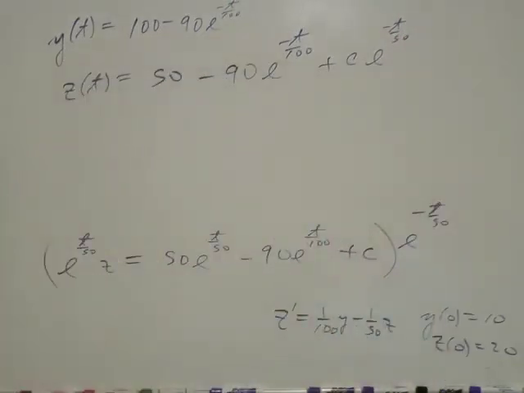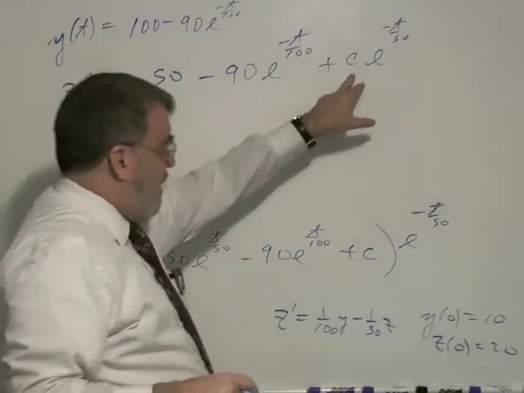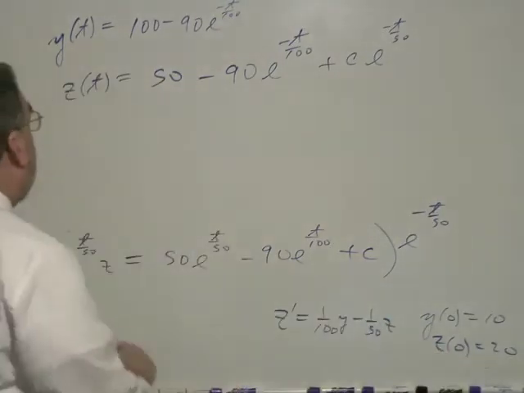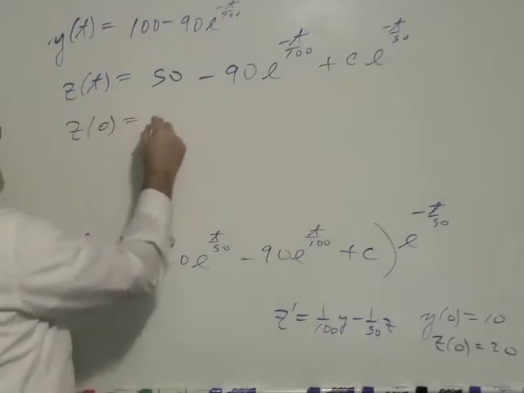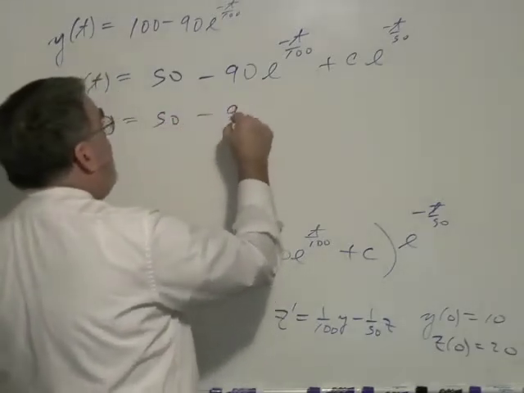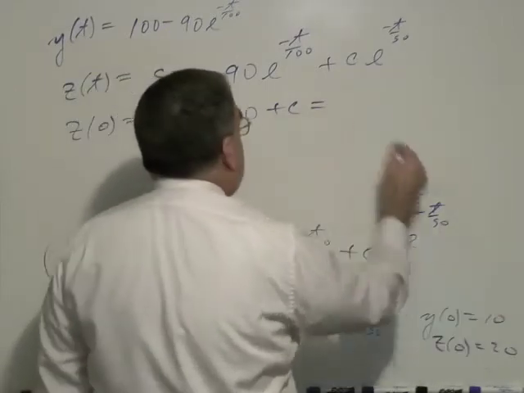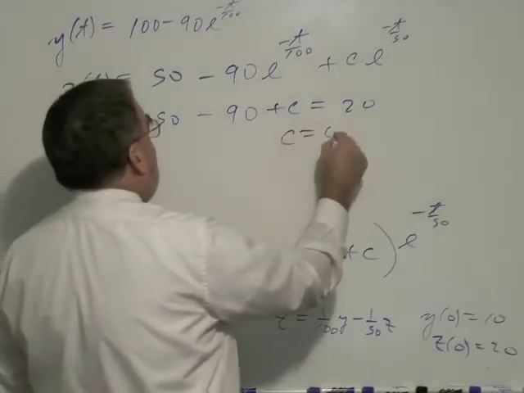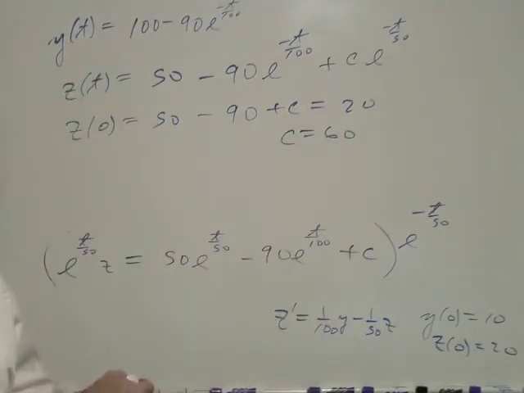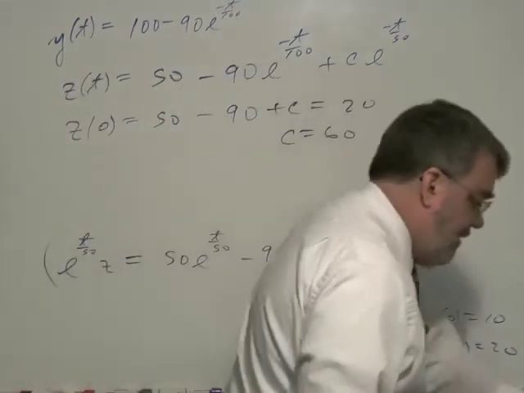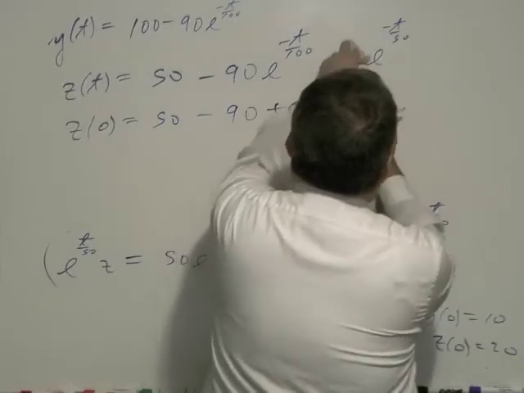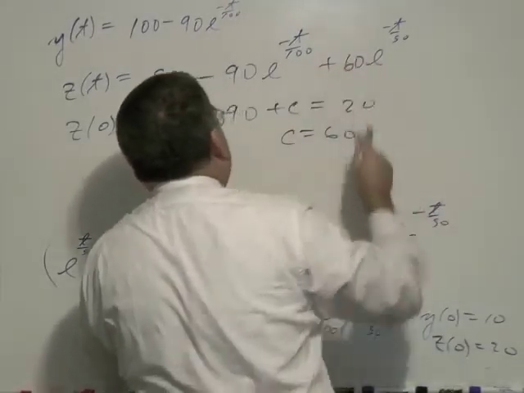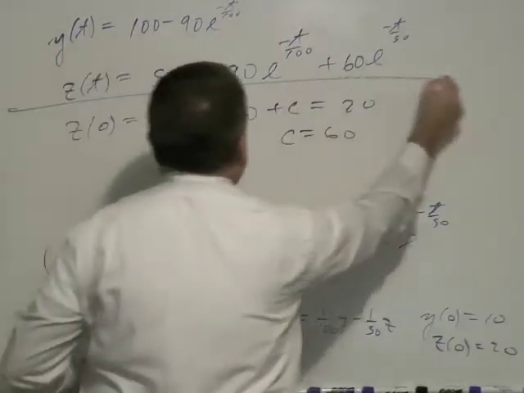There we go. Finally, we need to get this constant out of the way by applying our additional condition down here. So z at 0 is going to be 50 minus 90 plus c, and that equals 20 pounds of salt. So let's see what that ends up being. I think c ends up being 60. C is 60 here. So finally, I can write down my function as, let me just change this c to a 60 and we'll have it. There we go. So let me kind of block that off here.